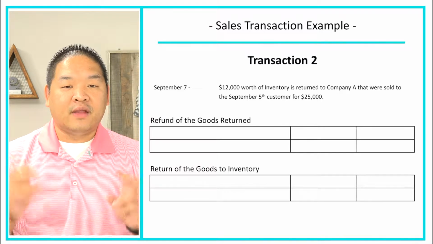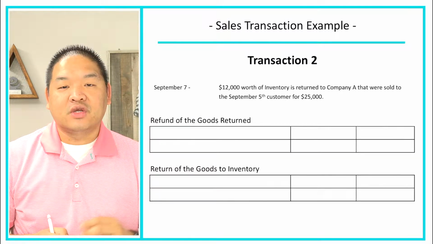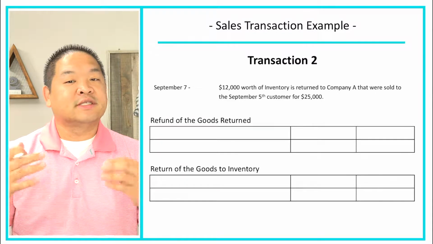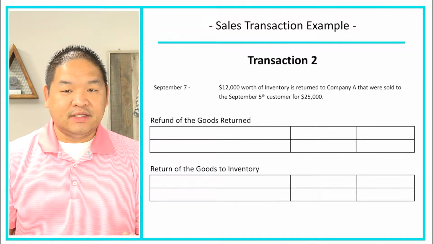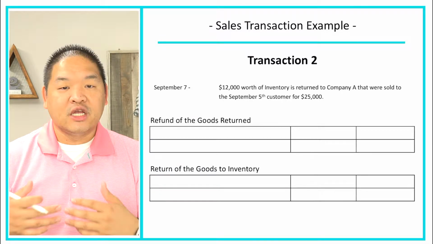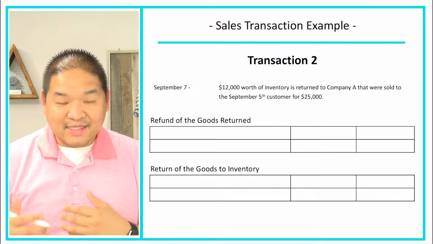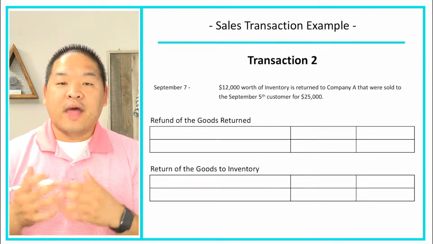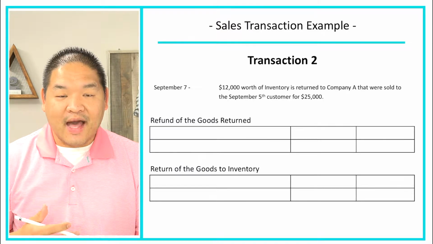We're just going to refund or credit their accounts receivable, and then we are going to reduce our sales because the sales actually didn't happen at the end of the day, because they were returned to us. To do that, we are going to debit sales revenue and we're going to credit the accounts receivable. That reverses what we just did in the last lesson.